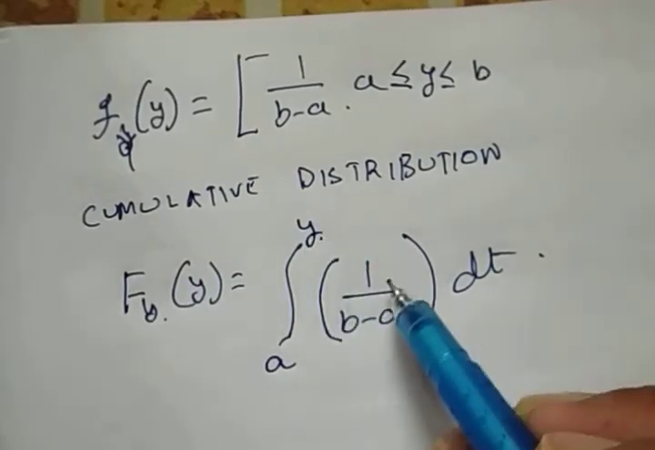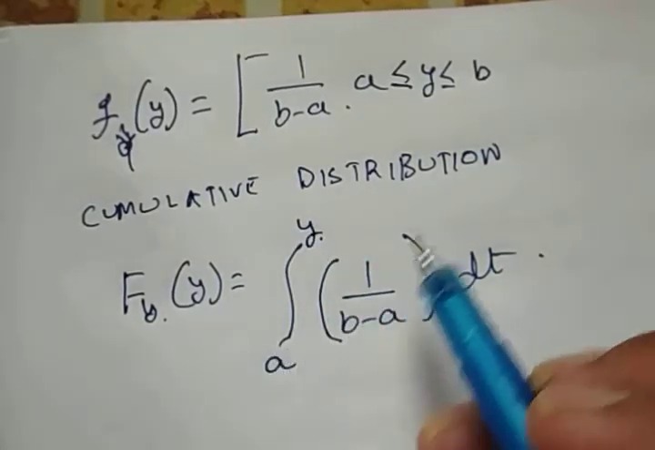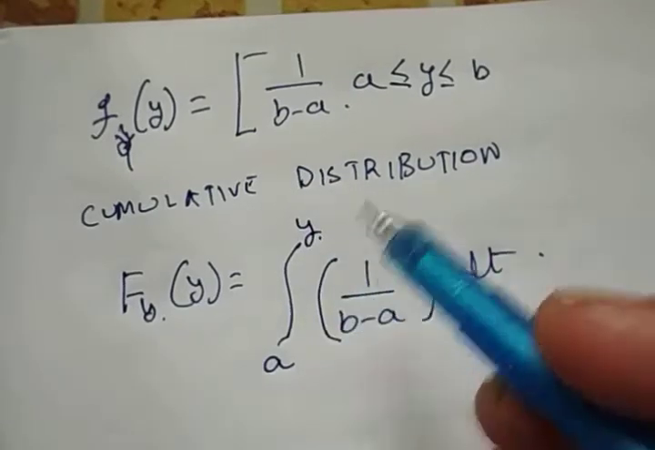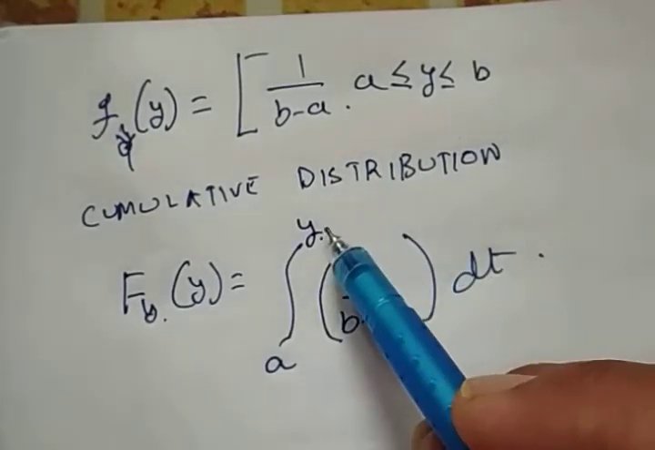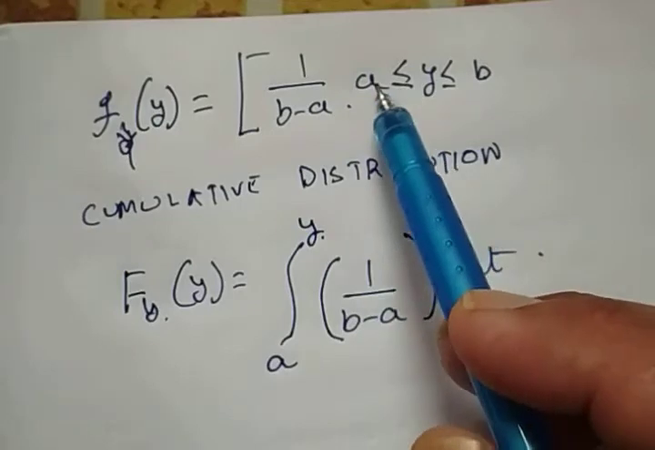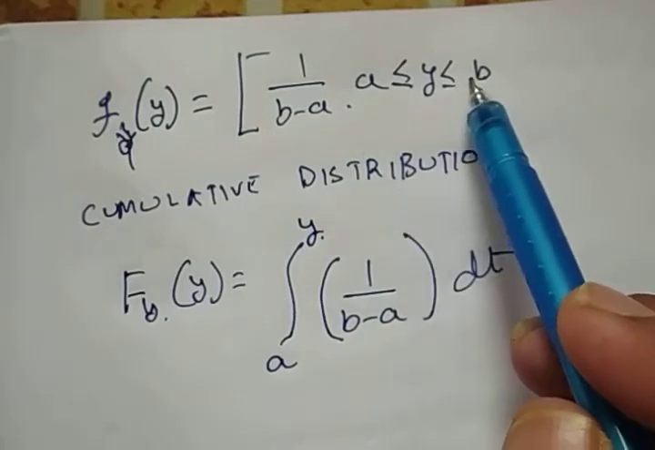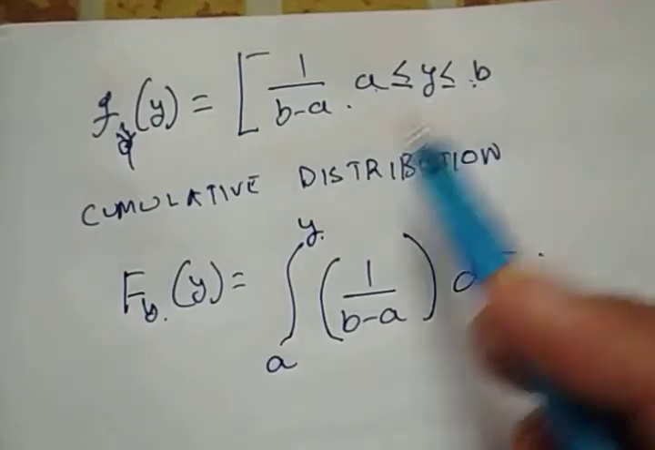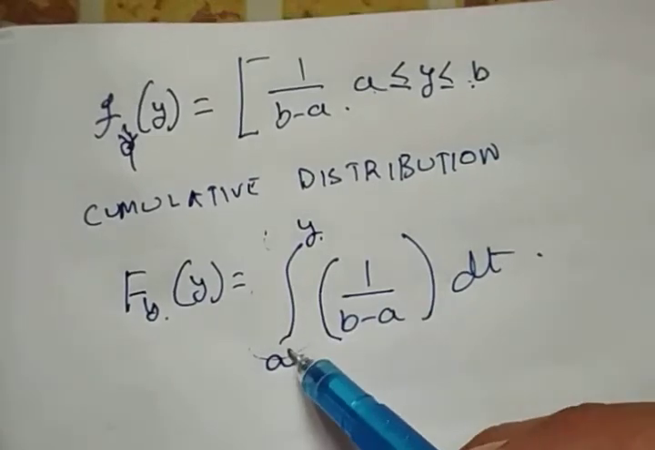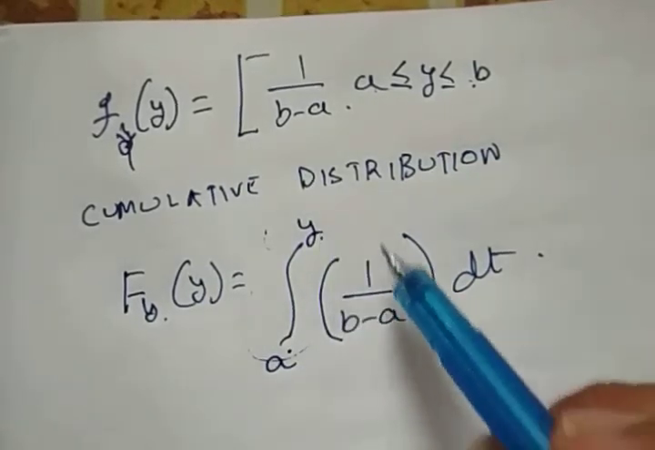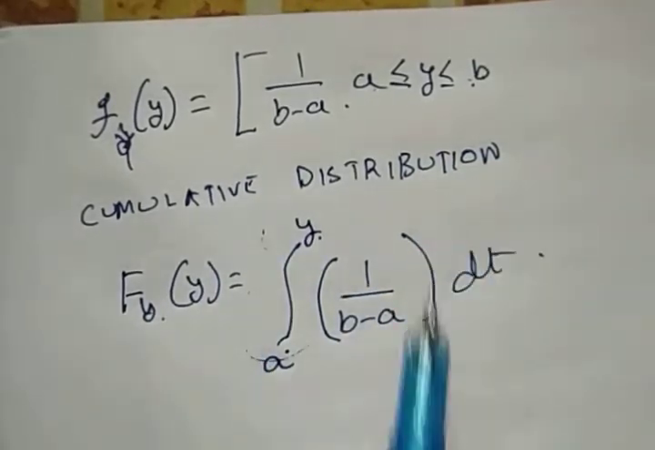What is the cumulative probability? I integrate it. Usually the integration, as we already knew before, is from minus infinity to that particular point. But here my variable does not vary from minus infinity to plus infinity. It varies from a to b. So it's going to start from a up till the point y. I integrate it, I get the cumulative probability.